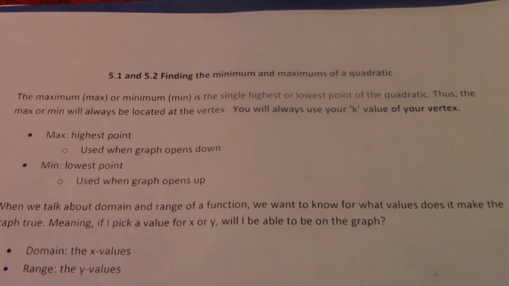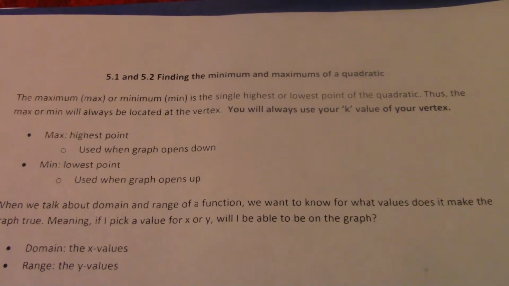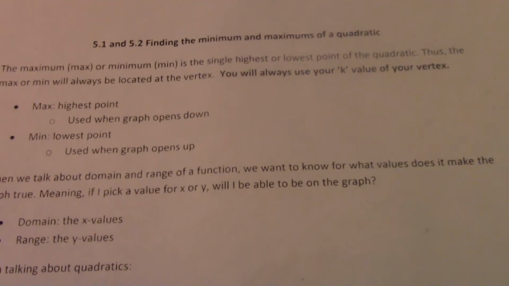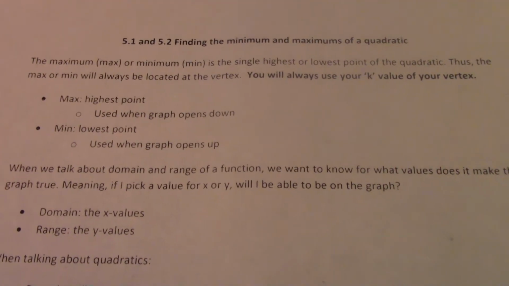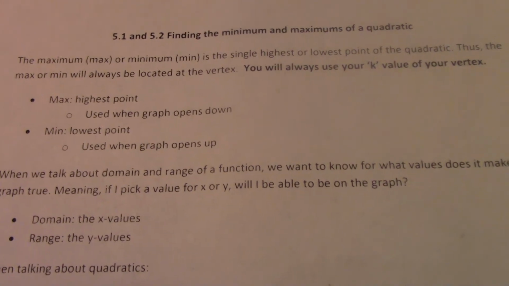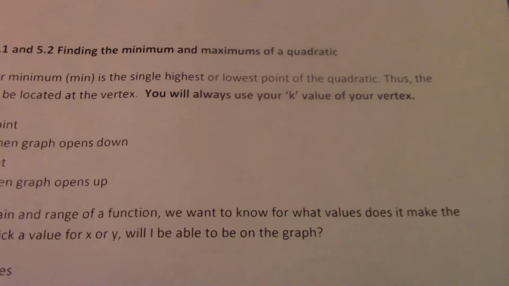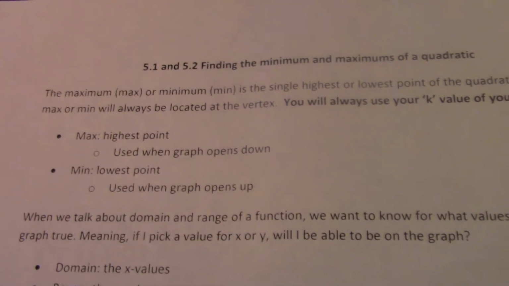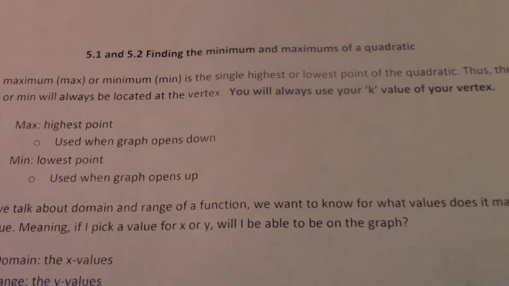5.1 and 5.2, finding the minimum and maximums of a quadratic function, including also finding the domain and range. So the maximum, max or minimum, min, is the single highest or lowest point of the quadratic. Thus, the max or min will always be located at the vertex.